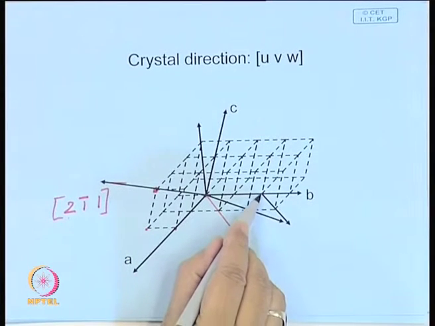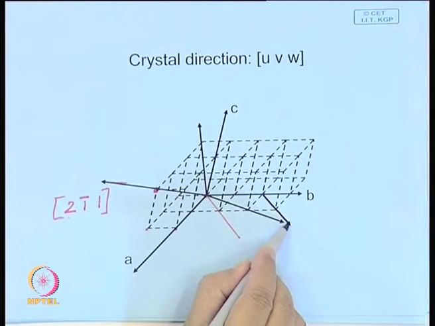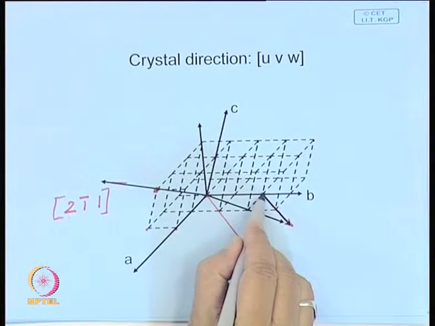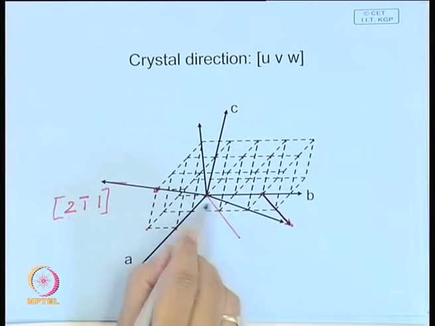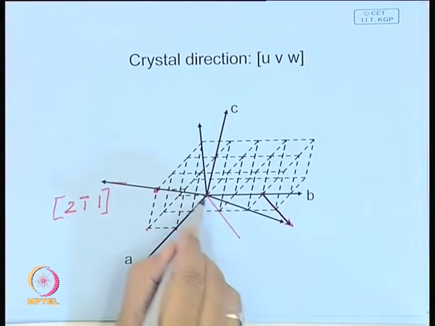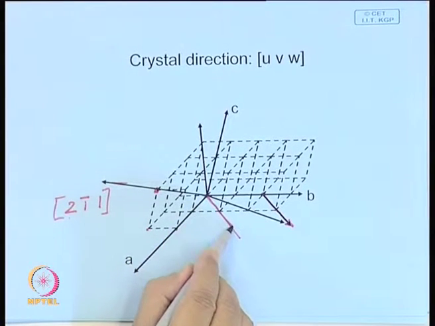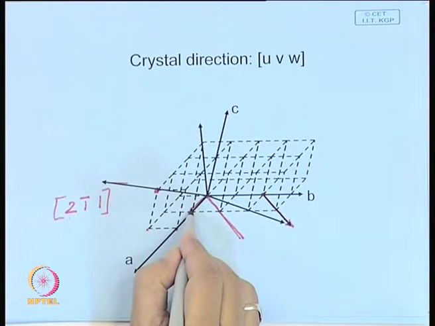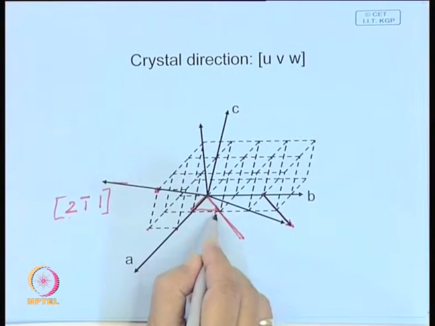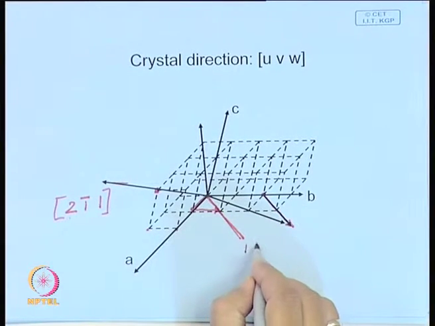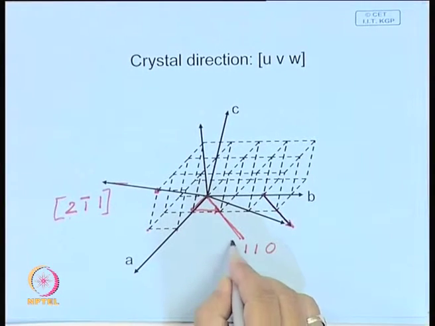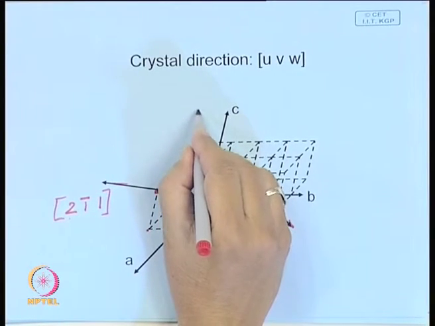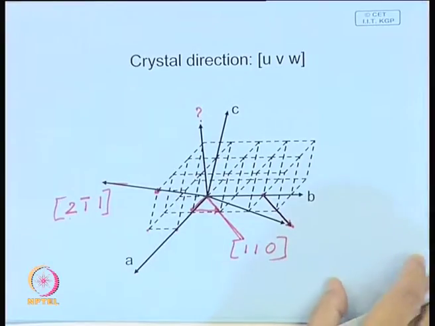In certain cases, maybe you are interested to know the indices of this direction. In that case, it is not passing through the origin. What one has to do is draw a line parallel to this passing through the origin, which is shown here. And now you go one unit along A and one unit along B. So, you call this 1, 1, 0. You try to find out the indices of this particular direction.